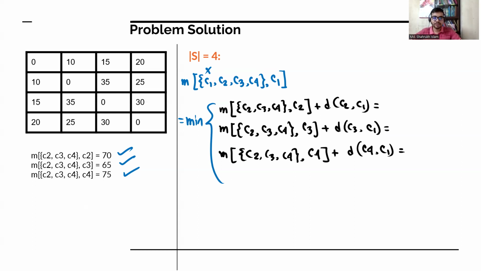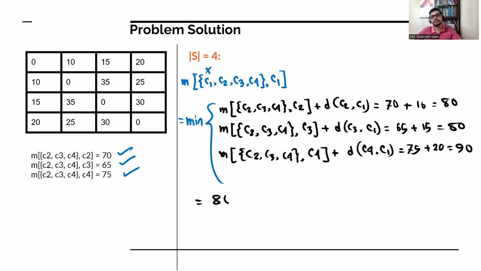So what is the value of this? 2, 3, 4 ending at 2 is 70. This is 65. This is 75. 2 to 1 is 10. 3 to 1 is 15. And 4 to 1 is 20. This is 80, this is 80, and this is 95. Then what is the minimum of this? The minimum of this is 80.